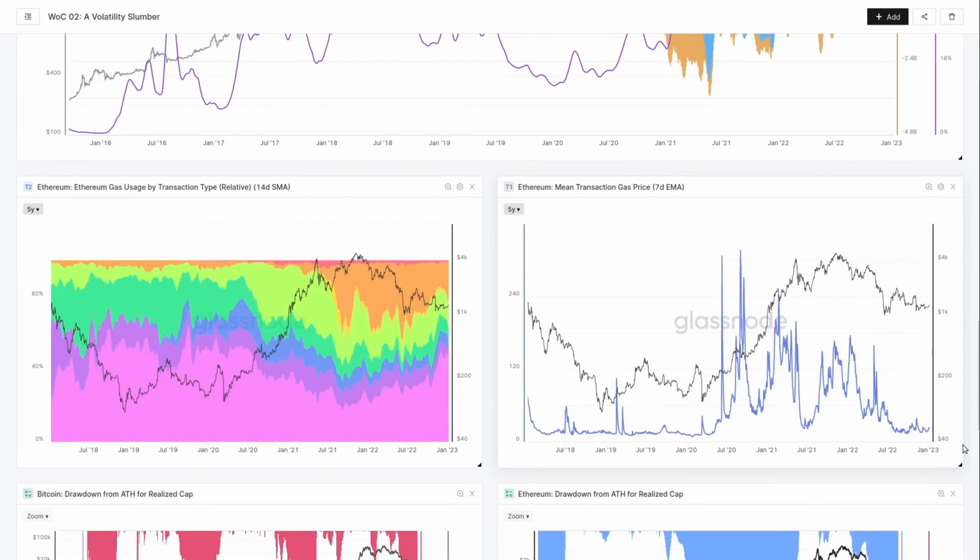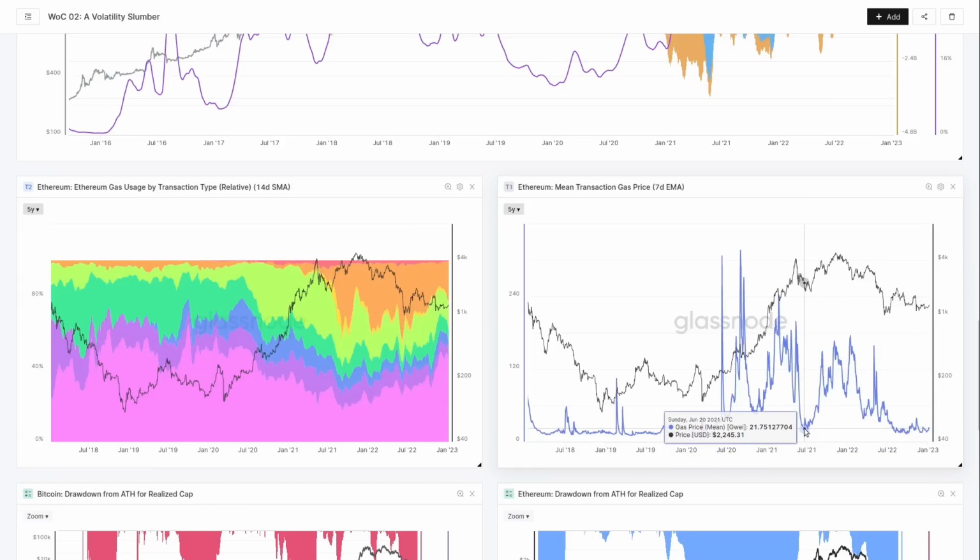Now, moving on to the Ethereum side. So Bitcoin is not the only chain that's seeing a very, very quiet on-chain activity space. We have much the same going on the Ethereum chain. So on the right-hand side, we can look at the mean transactional. This is the mean gas price paid. We are down at very, very low cycle lows.